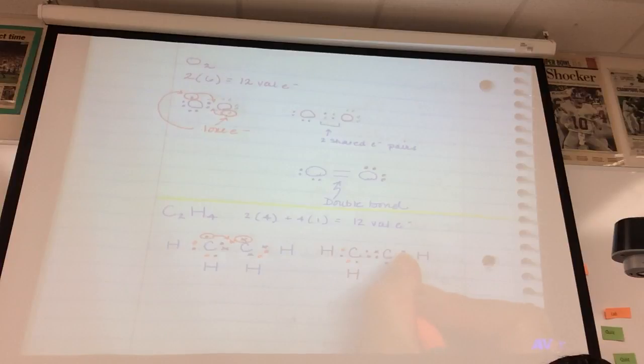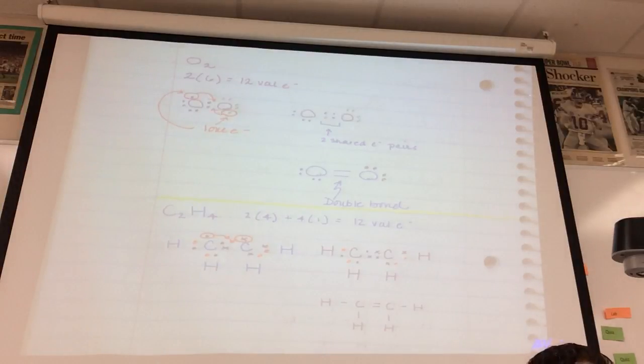Here's your Lewis dot structure. And we're going to change those two shared pairs into two sticks to represent a double bond. C2H4, ethylene.